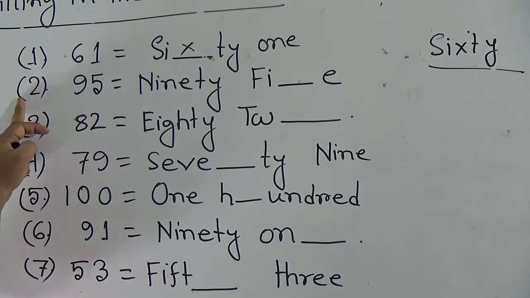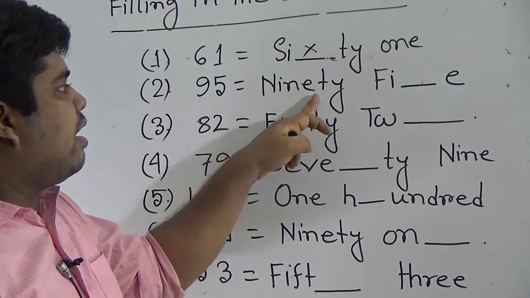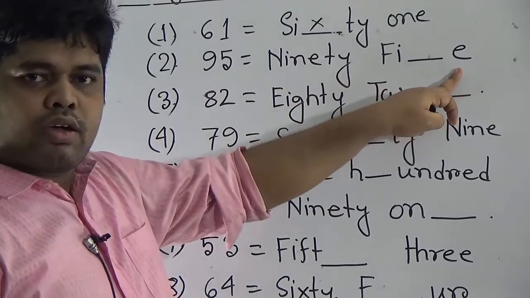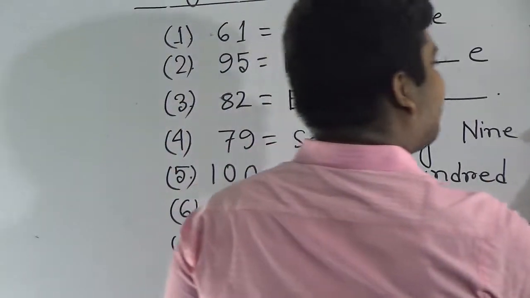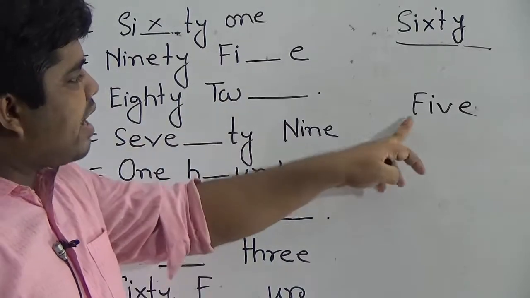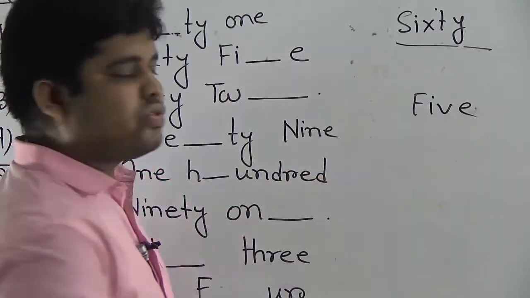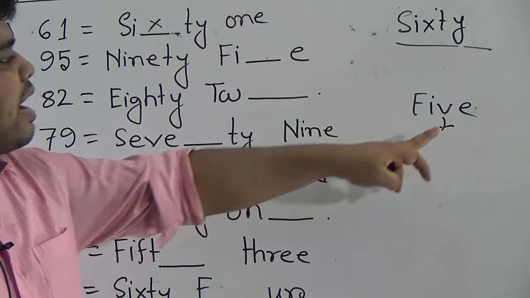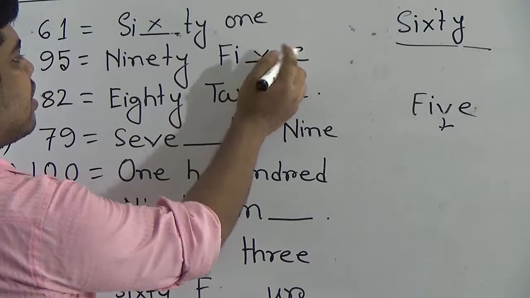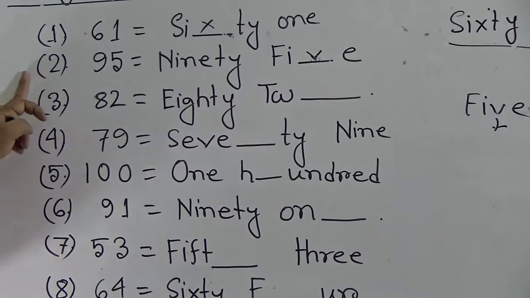Next we shall learn our second number. Here 95. What is the spelling of 95? NINE, 9, 90. But here FI-E, 5. What is the spelling of 5? FIVE. Which letter is absent? You can easily find this from the spelling. FI-E, FIVE. So V is absent. So we write this V in the gap. That means FIVE, 5. So our second one is done.